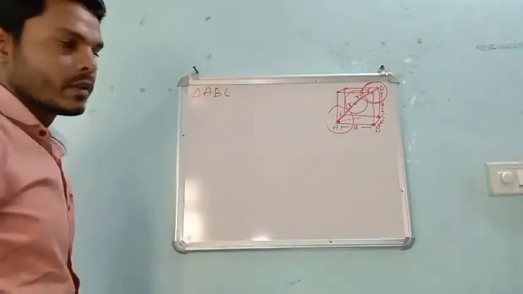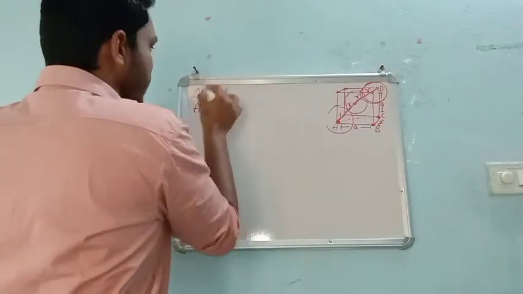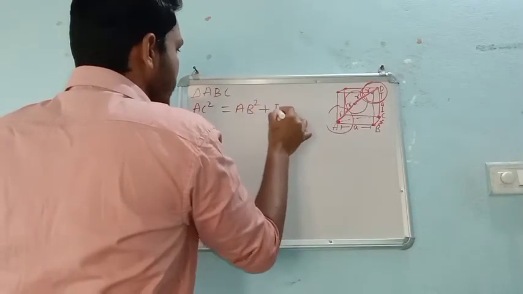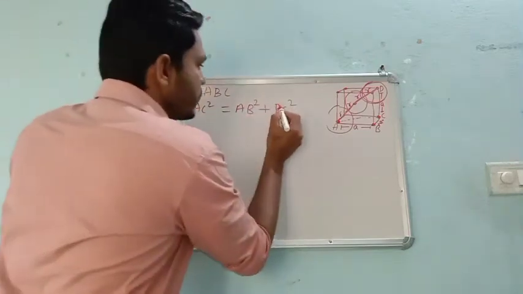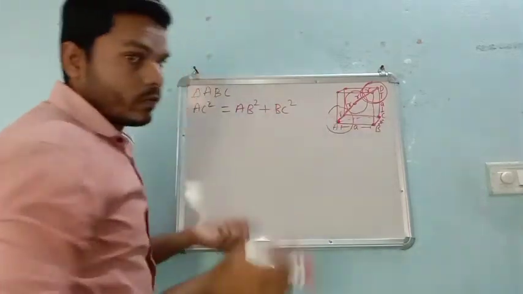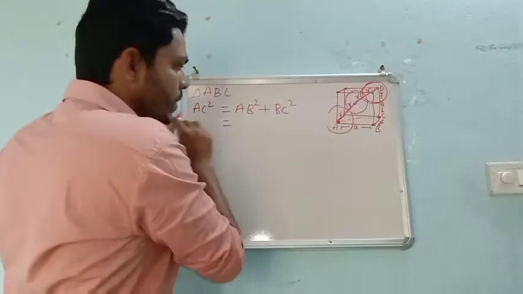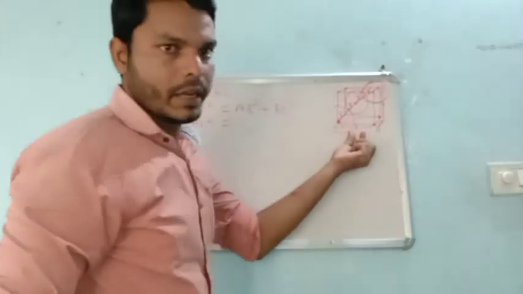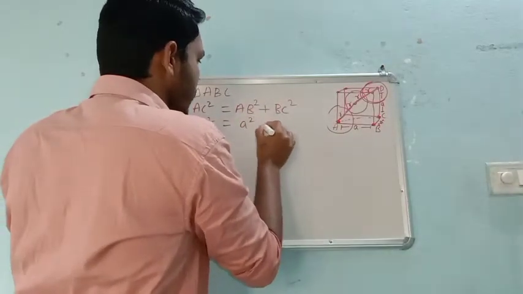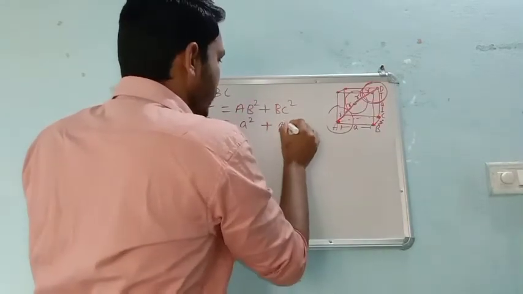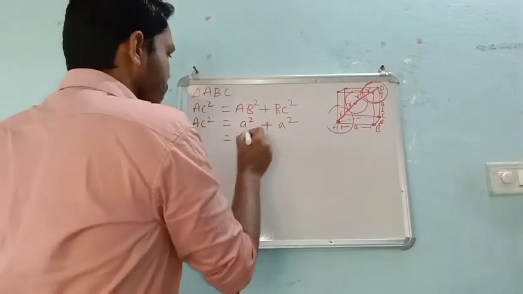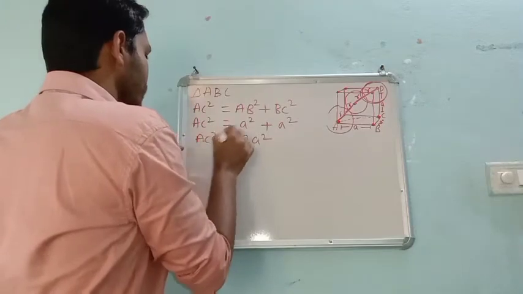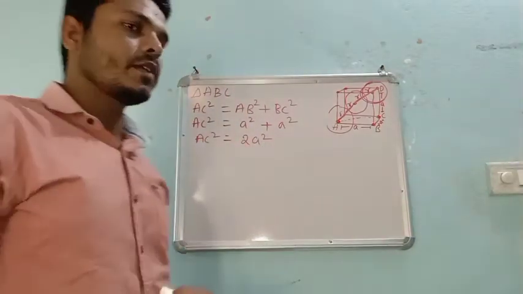According to Pythagoras, AC square is equal to AB square plus BC square. Now check here. A to C we don't know, right? We need to calculate, so leave that like that only. AC square is equal to AB, and between A and B there is A, so A square. B to C, there is one more A, that means again A square. So A square plus A square, 2A square, right? That means AC square is 2A square.